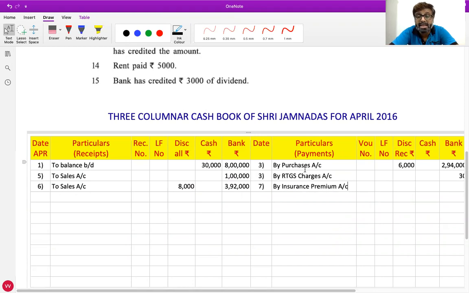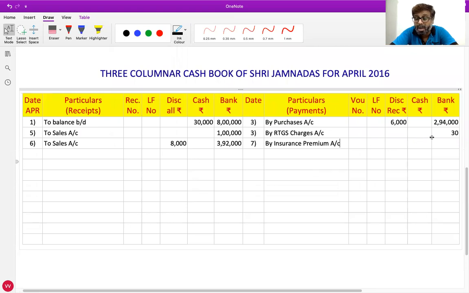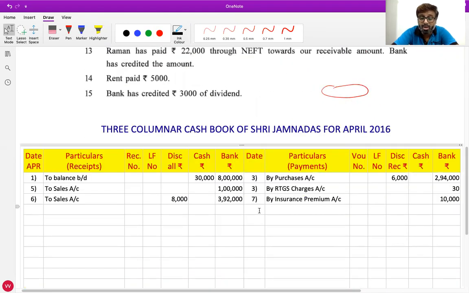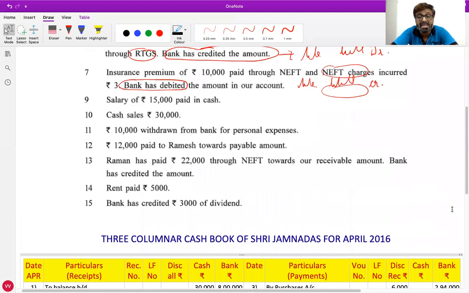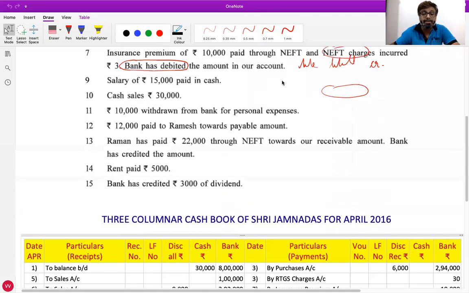And since it is given by NEFT, we will write the amount of 10,000 in which column? Bank column. And like we recorded RTGS charges, same way here we will record these NEFT charges also. NEFT charges to bank. So credit side again date 7, by NEFT charges account, or you can write bank charges account. And in the bank column, what are the NEFT charges? 3 rupees. Is this clear? Yes, sir. Who wants me to explain any portion again up till here?